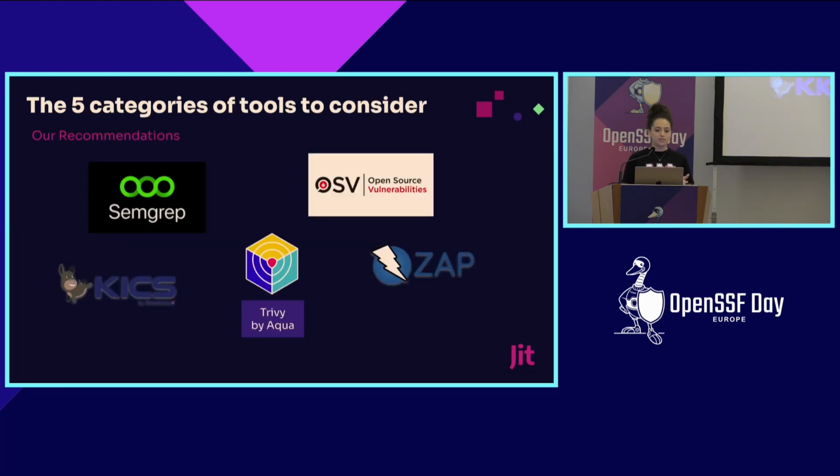Now, if we want to sum up all of the matches and battles that we had today, those are our recommendations: for code scanner, open source Semgrep; for dependency checker, OSV-Scanner; for infrastructure as code scanner, KICS; for container scanning, use Trivy; and finally, for runtime misconfiguration, ZAP.